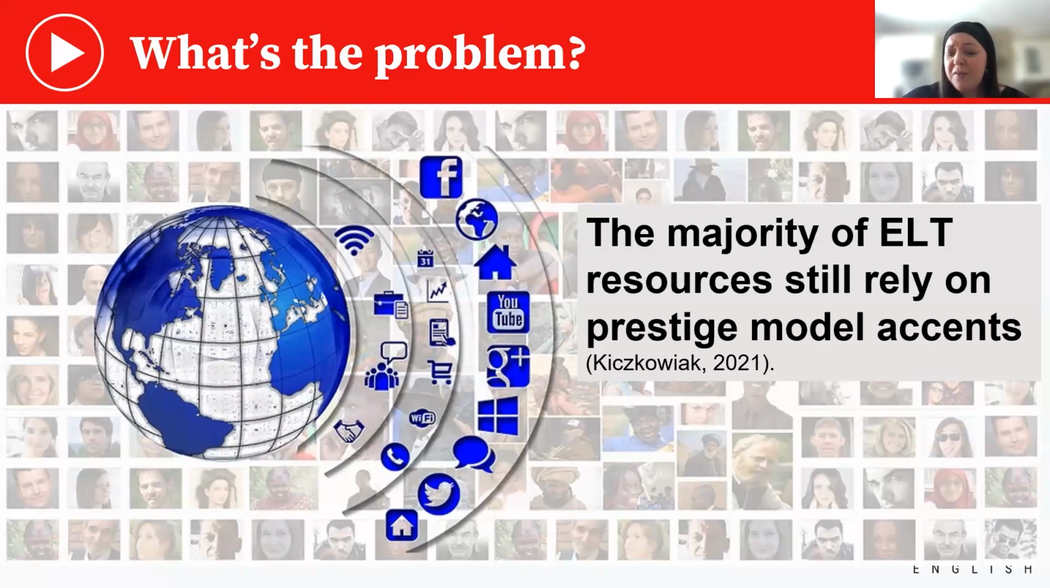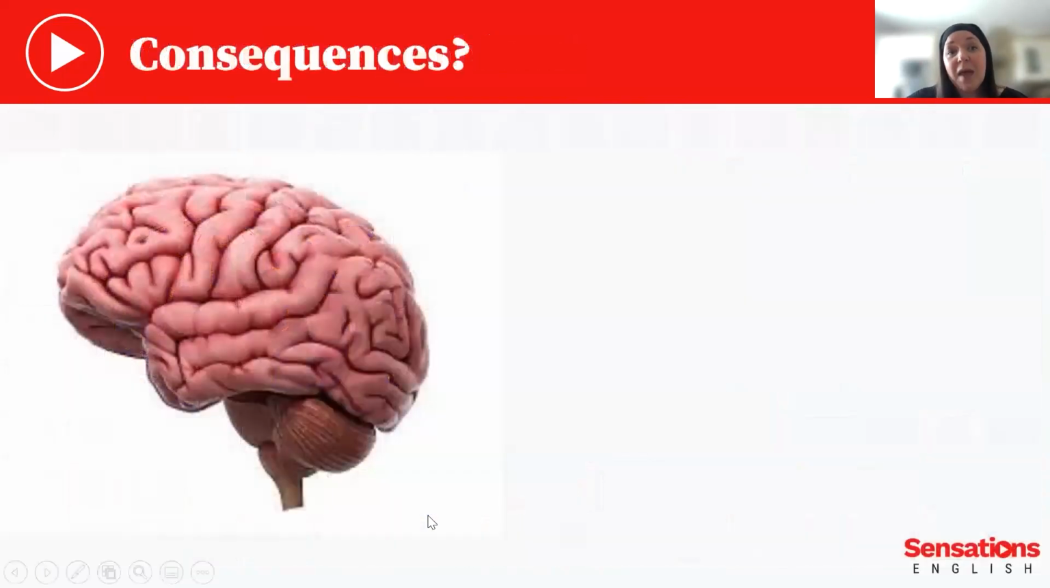So I think we do have a bit of a problem, certainly in a lot of our most used and most reached for resources. The problem is that when we have students who have only been exposed to these prestige models, these dominant forms of English, this has consequences when they start to hear English which is not these two varieties.